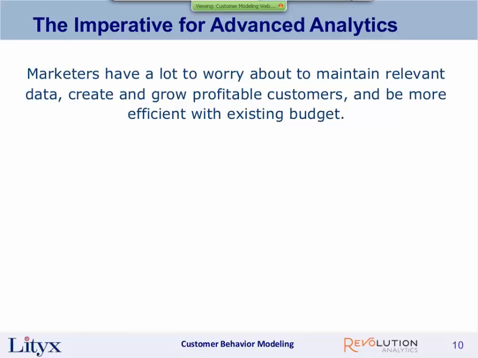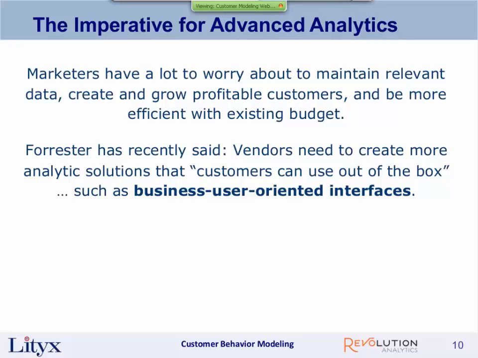So based on what I just walked through in terms of the customer life cycle, clearly marketers have a lot to worry about. They have data and customer relationships and budgets and so on and so on. So putting a complex layer of technology on top of all of this is pretty daunting. And to this point, Forrester themselves have recently said that technology and the predictive analytics vendors out there need to recognize this issue and provide easier to use tools with more of a business user focus. And we definitely agree with that.